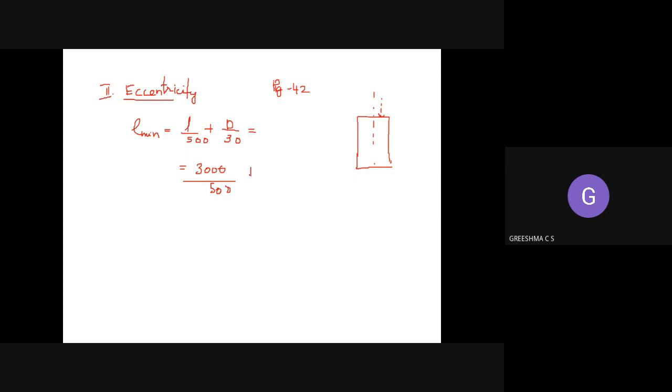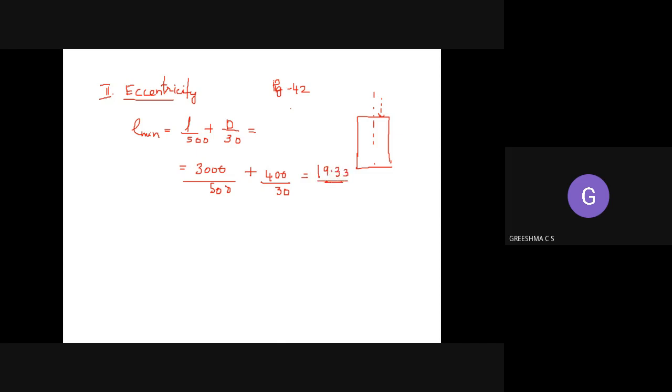So that is 3000 by 500 plus D is 400 divided by 30. Tell me the value. How much is the eccentricity minimum? Fast. IS code page number 42, this equation is there. 23.3. Just please check once again. 19.3. Okay, 19.3 is the value. So 19.3 is the value.